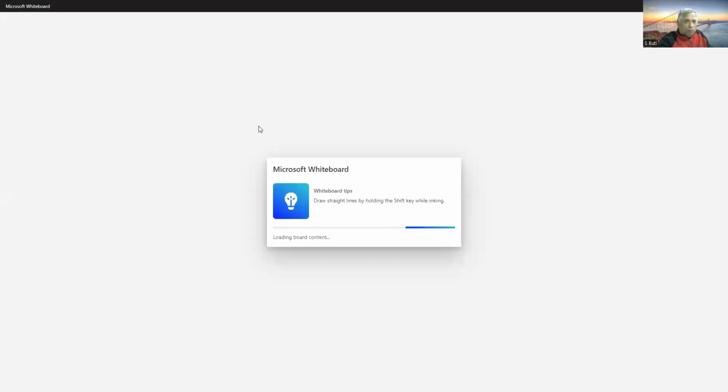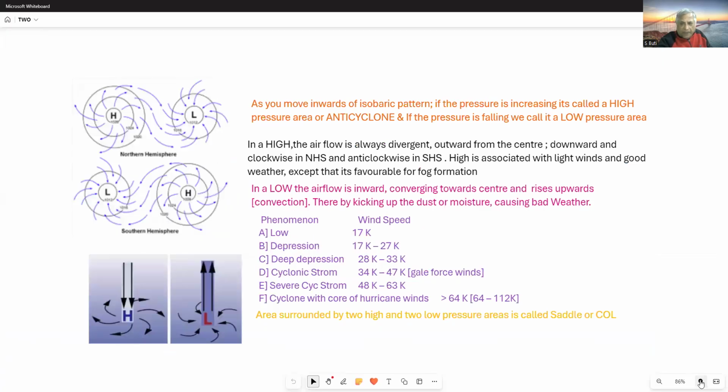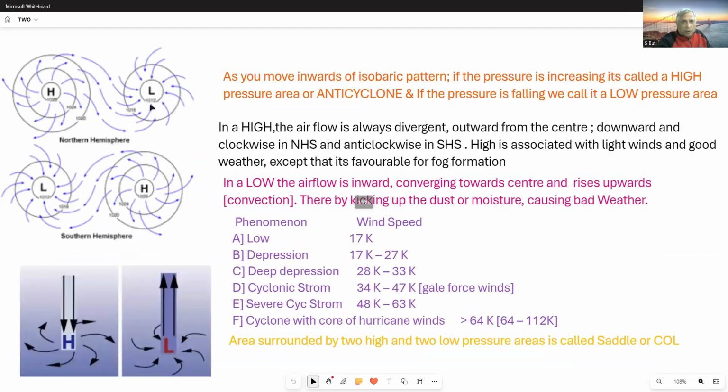Now, when you join these places with the isobars, a pattern emerges. By looking at this pattern, the Met officer is able to find out in which areas the pressure is high or low, what the approximate wind direction will be, and what the likely weather is in these areas.